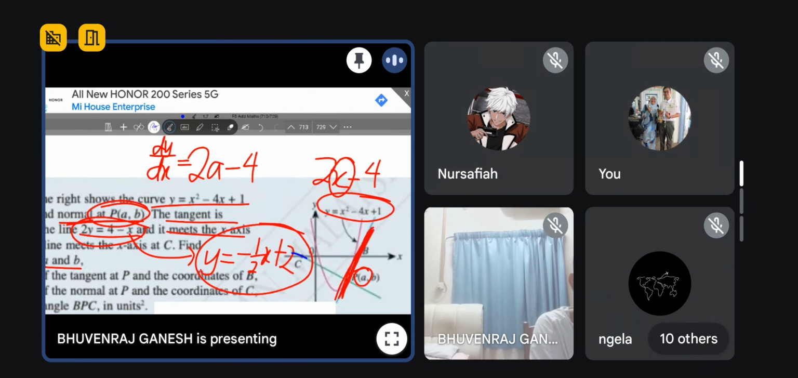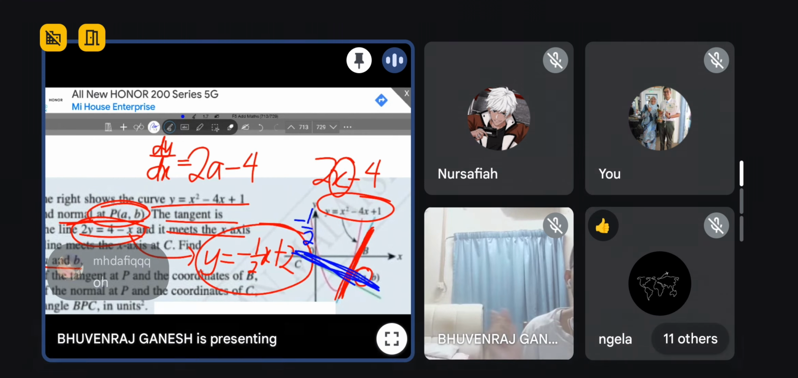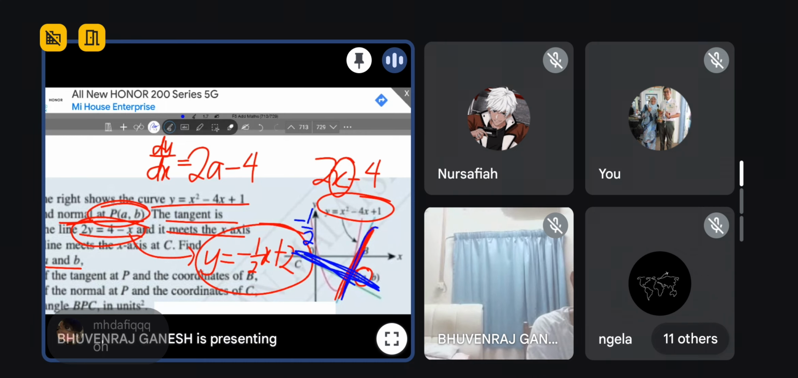So this is negative half. Logic kan, guys? Kalau condong macam ni, if it slant this way, is negative gradient. If it slant this way, is positive gradient. So maksudnya, guys, apa kecerunan garis ni? Kalau ni 90 darjah. Yes. So jadi kecerunan garis ni adalah 2. Okay, 2. Negative half kali 2, kamu dapat negative 1.